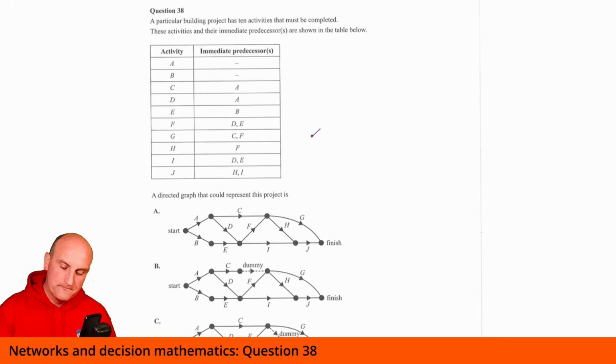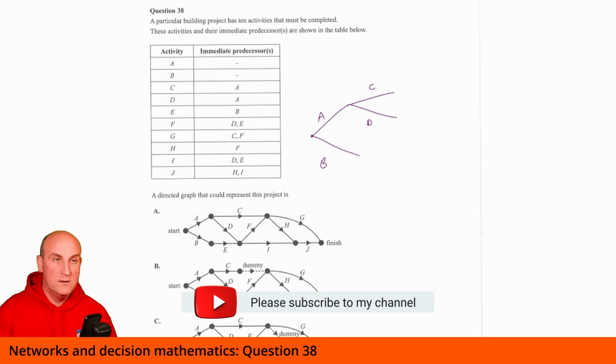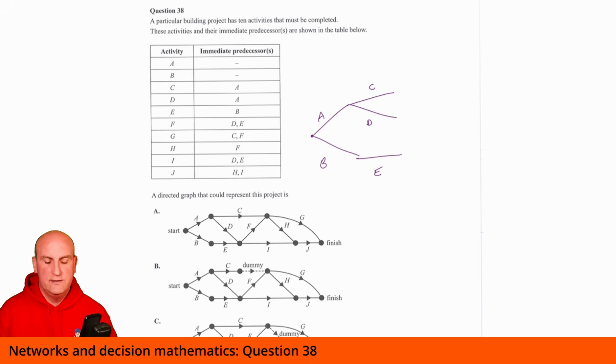So A and B. Let's just do that first. There's A and B. All right, C comes off of A. D comes off of A, so there's C and D at the moment. E comes off of B. F is D and E. So I'm going to now connect E onto here for the moment, because F can only start when E and D is done. Guarantee there's going to be a dummy in this question.